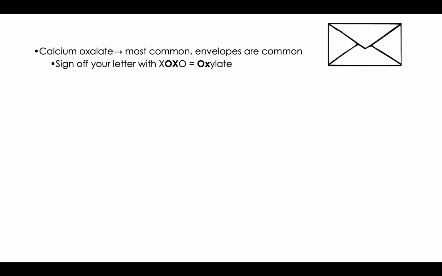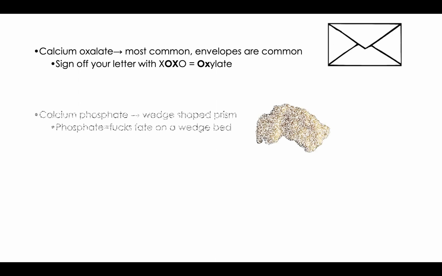So first we have the calcium oxalate stones. This is the most common kidney stone, and they say that it looks like an envelope. I don't really see it, but if they describe an envelope shape, then you know it's a calcium oxalate. To remember this, I always think envelopes are in everybody's house. It's super common, but also you sign your letters with XOXO for oxalate. If you ever have a question and you really don't know what the kidney stone is, a safe bet would be calcium oxalate just because it's the most common.